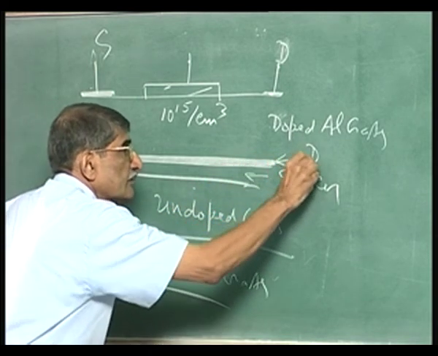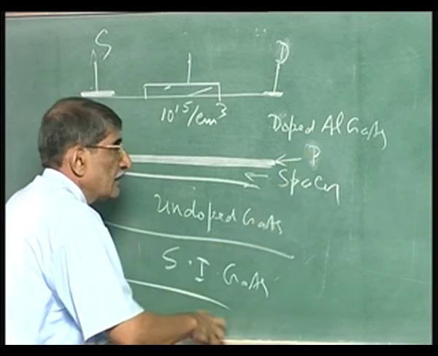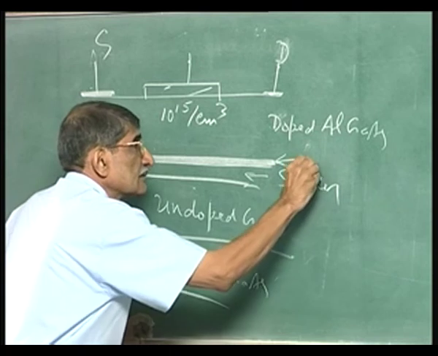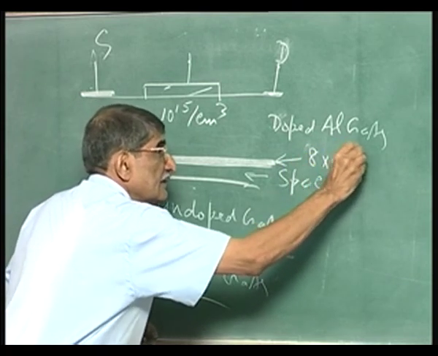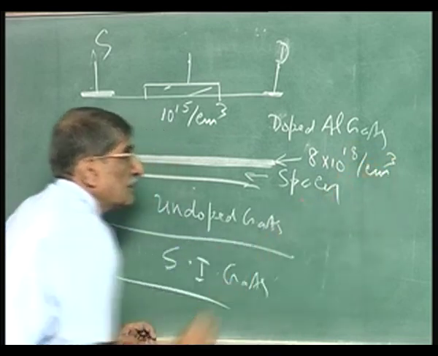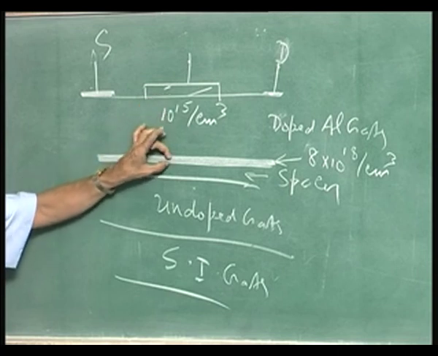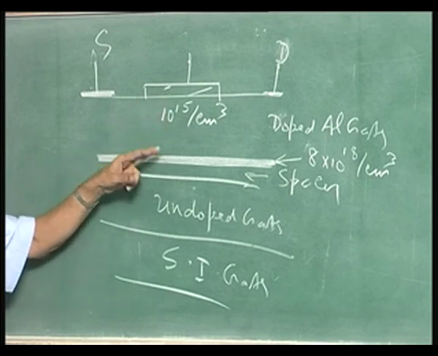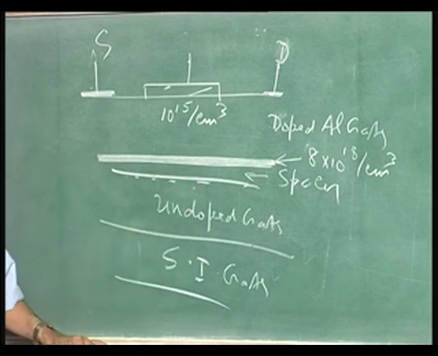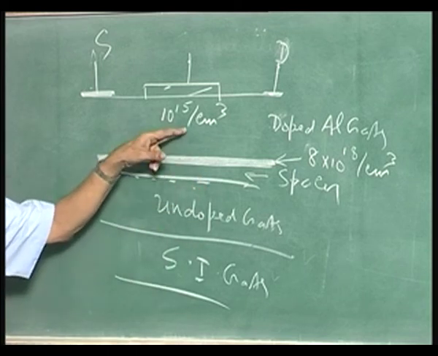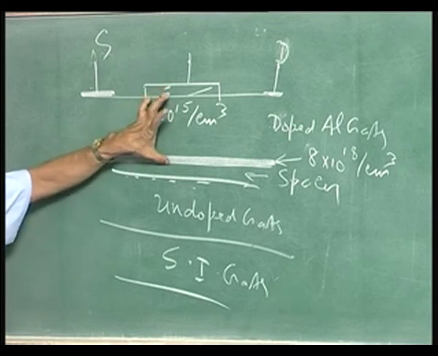That is the delta doped or planar doped layer. This layer is 8 into 10 to the power of 18 per centimeter cube. Notice what is required is the total integrated doping here. Put very heavy doping here, just near the spacer layer, which will supply all the electrons which are required here. That is the channel. And this layer which is making contact with this Schottky, make it lightly doped. So the total integrated doping here is high.